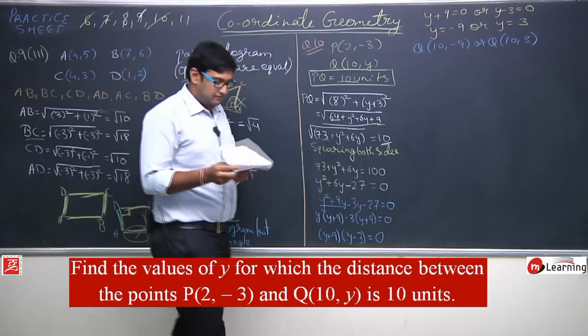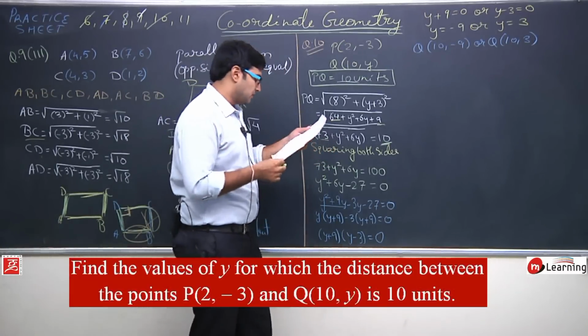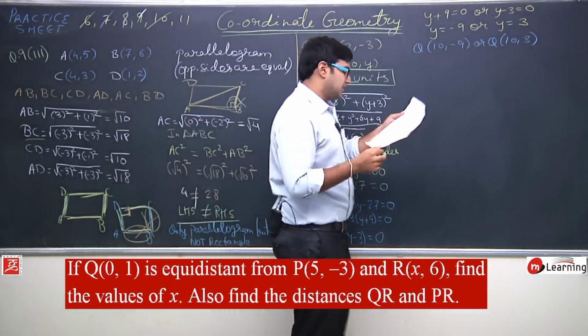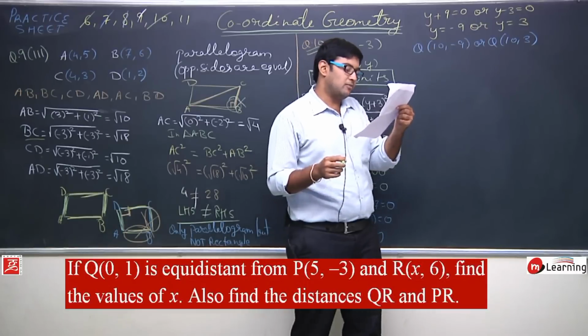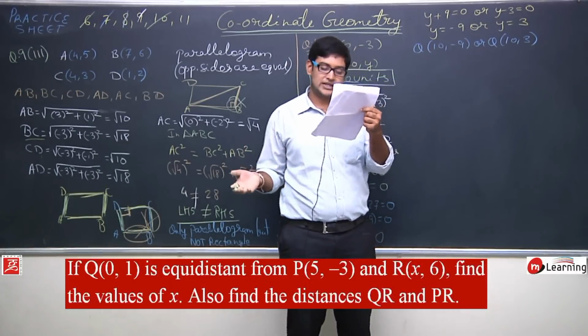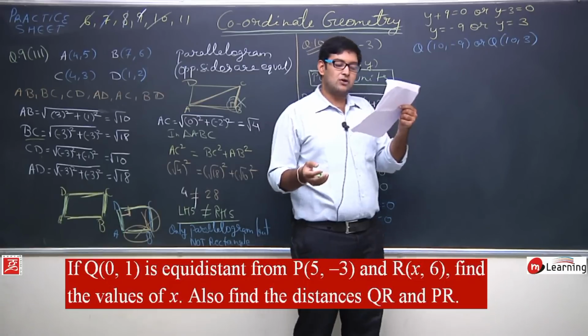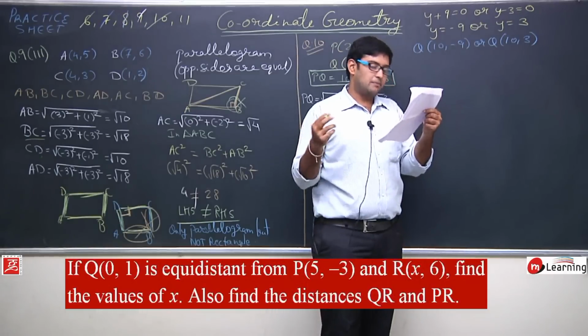So one more question left, that is question number 11. Let us discuss this question also. Question number 11 says, if Q (0, 1) is equidistant from P (5, minus 3) and R (x, 6), find the values of x. Also find the distances QR and PR.